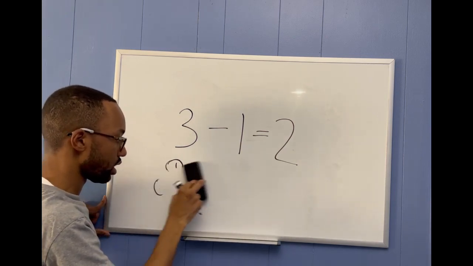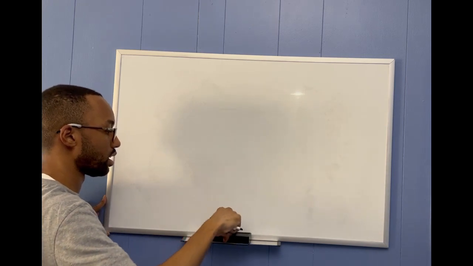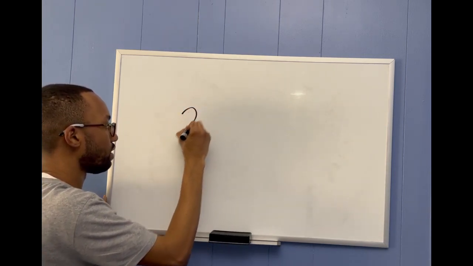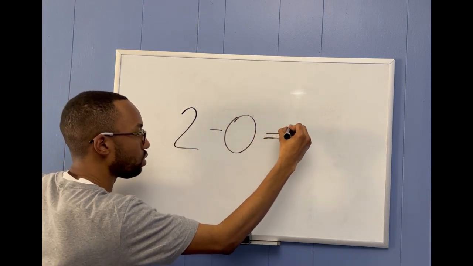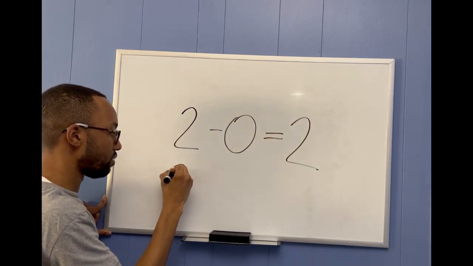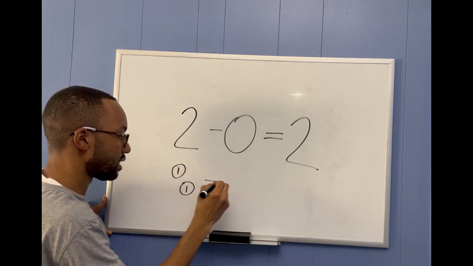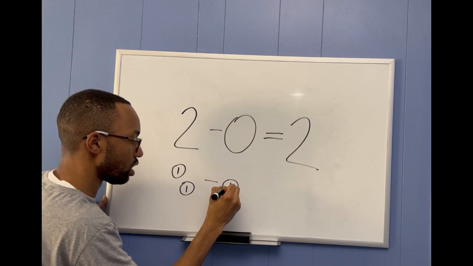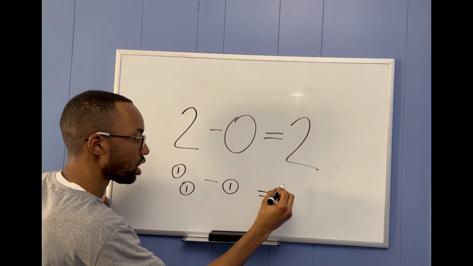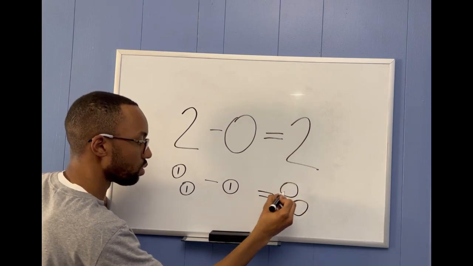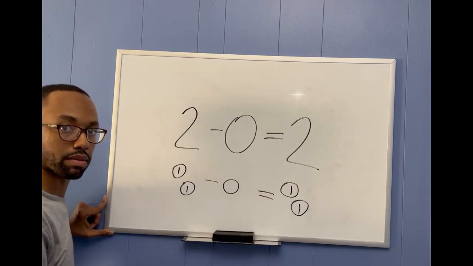But let's say you want to subtract by 0. You have 2 minus 0, which equals 2. If you have 2 marbles and you decide not to give any to a friend, then you'll still have 2 marbles. 1, 2. Therefore, 2 minus 0 is 2.